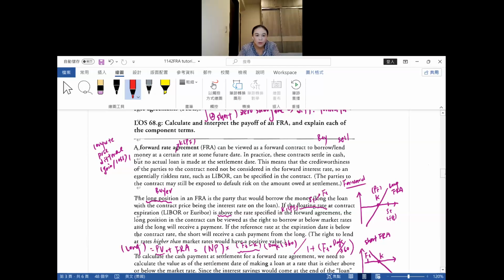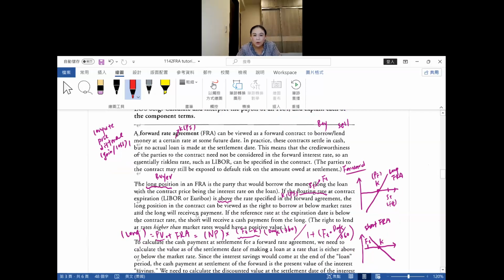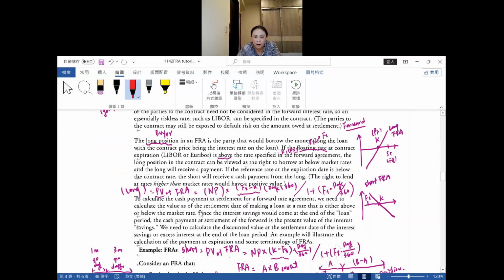Okay, so essentially risk-free rates such as LIBOR can be specified in the contract. So basically everybody is using the same reference rate. So take a look at the second paragraph. The long position, which is the buyer of the FRA, is a party that will borrow the money in the future. Okay, so the loan with the contract price to be the interest on the loan. So that's the price to pay.